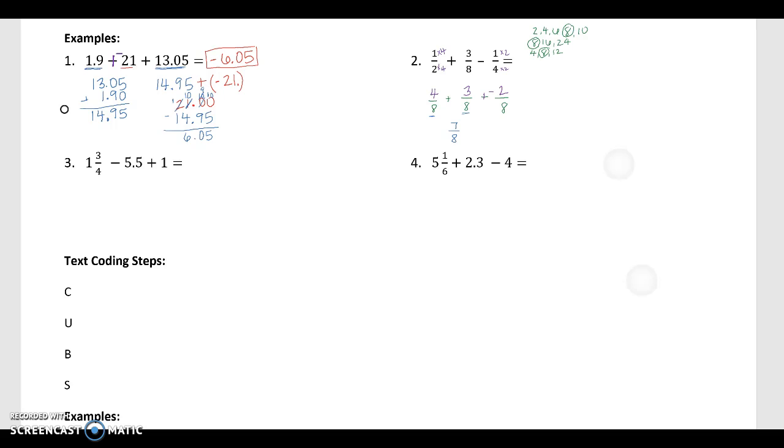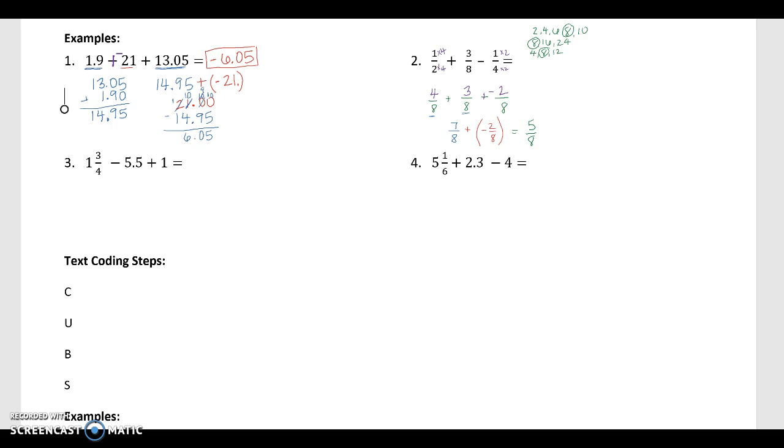And then it says plus a negative 2 over 8. So I see different signs here. So I'm going to subtract. So 7 minus 2 is 5. I'm going to keep the sign of the bigger number, which is 7. So it's going to be a positive 5 over 8.